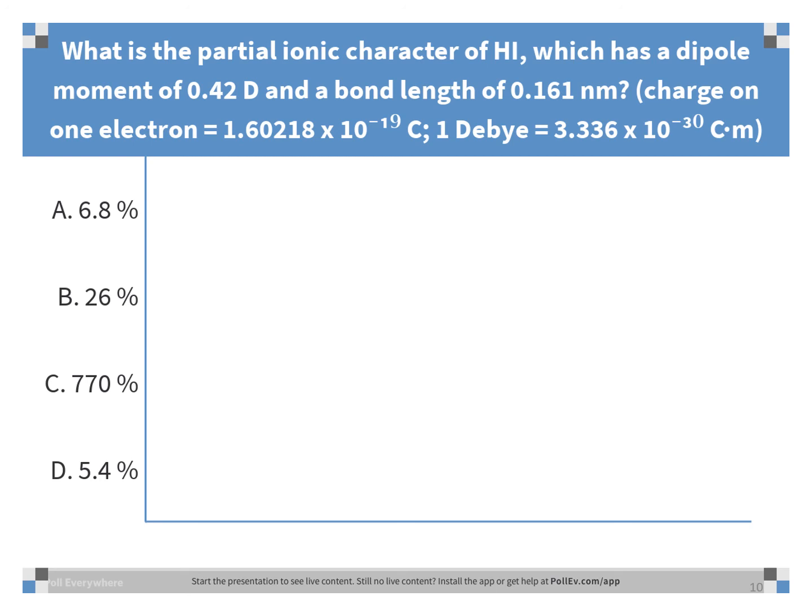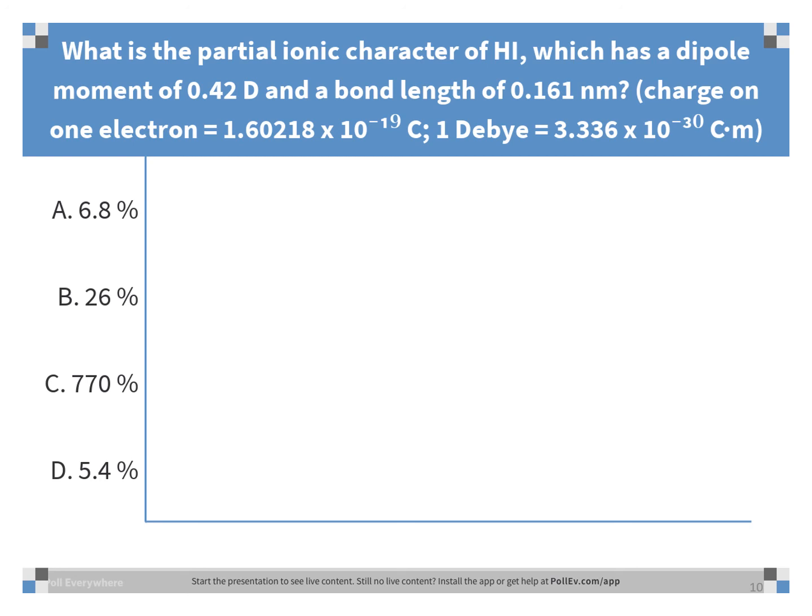The correct answer is D, 5.4%. First, we use the equation mu equals q times r. We plug in the charge of one electron for q and the bond length in meters for r. The bond length is given to us in nanometers, so first we have to convert it into meters. When we plug those into our equation, we get 2.58 times 10 to the minus 29 coulomb meters. That is the theoretical dipole moment if the bond were fully ionic. We convert it into debye by dividing by 3.336 times 10 to the minus 30 and come out with 7.73 debye.